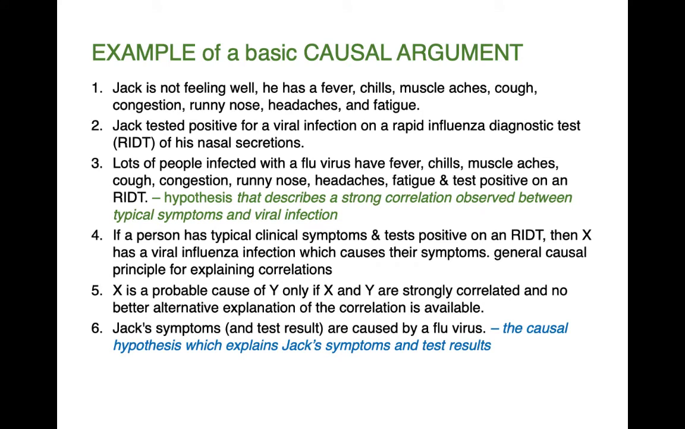So here's a more detailed example of a basic causal argument. We have claims 1 through 6. Number 1, Jack is not feeling well. He has a fever, chills, muscle aches, cough, congestion, runny nose, headaches, and fatigue. Those are his symptoms. Number 2, Jack tested positive for a viral infection on a rapid influenza diagnostic test of his nasal secretions. Number 3, lots of people infected with the flu virus have fever, chills, muscle aches, cough, congestion, runny nose, headaches, fatigue, and test positive.